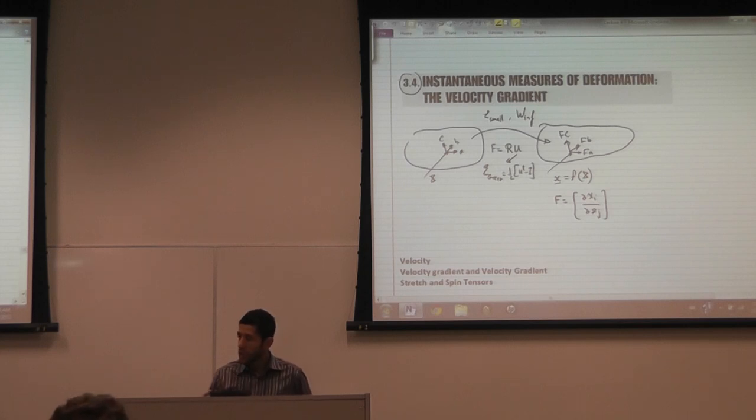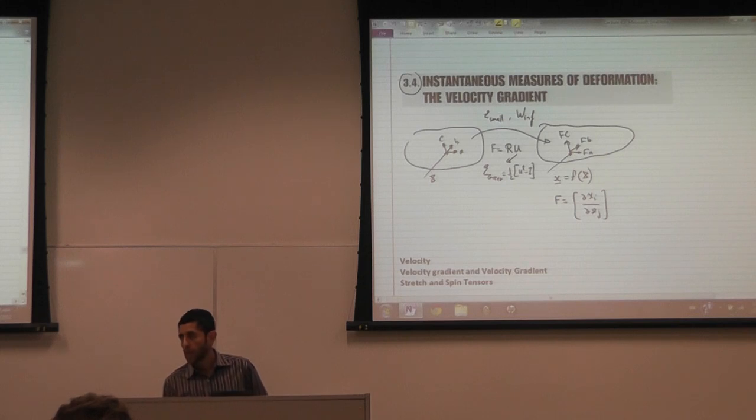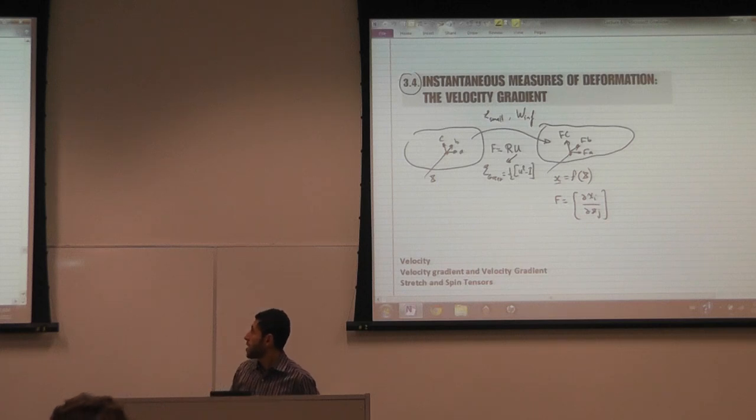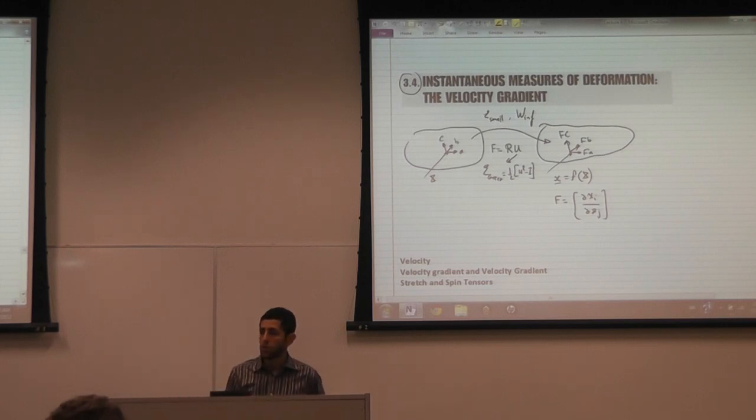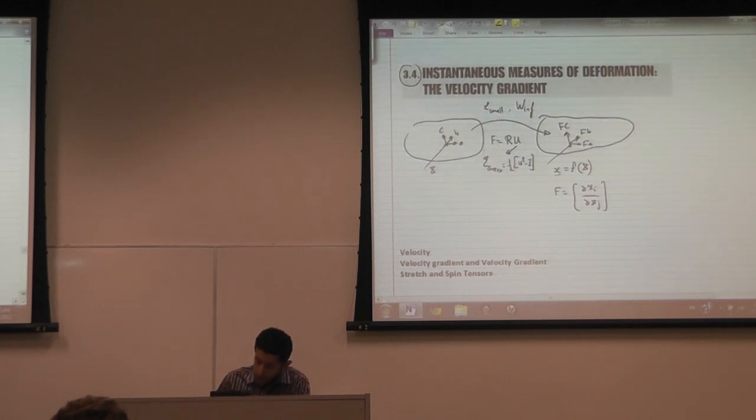Once the object is actually moving in space, I can have what we call instantaneous measures of deformation. And these instantaneous measures of deformation have to be a function of the velocity of the object, or how the object is moving. So first, I have to define the velocity of the object.